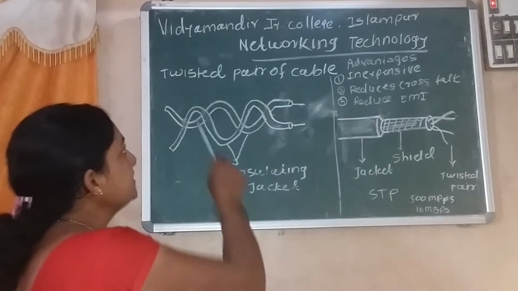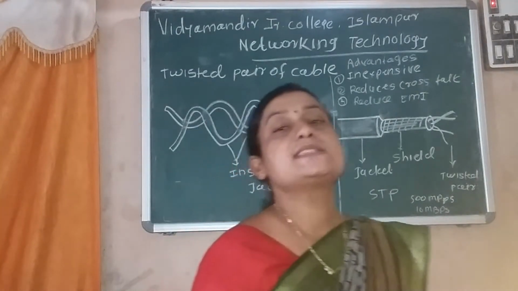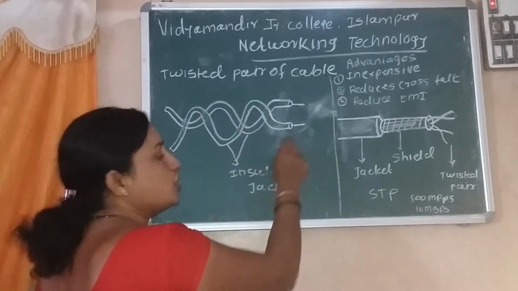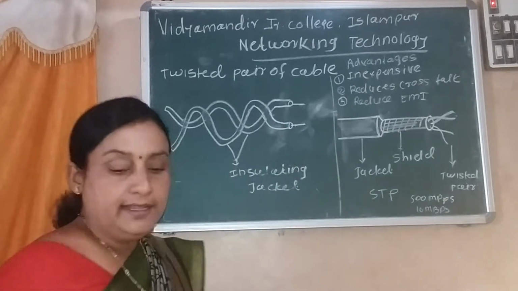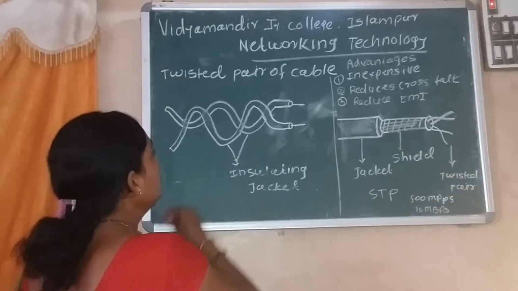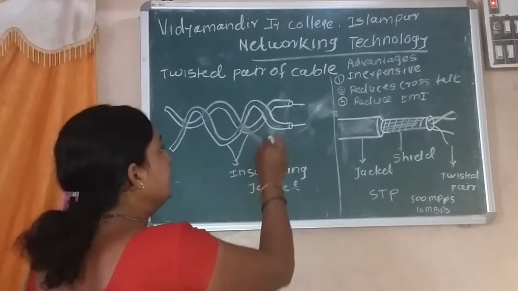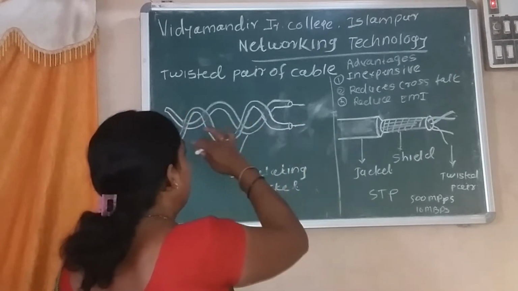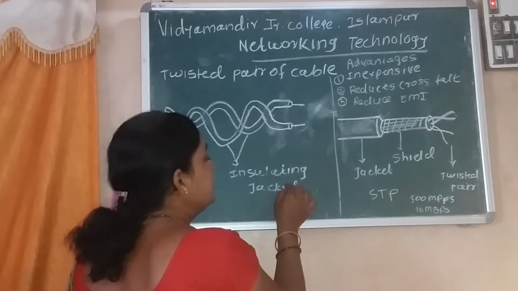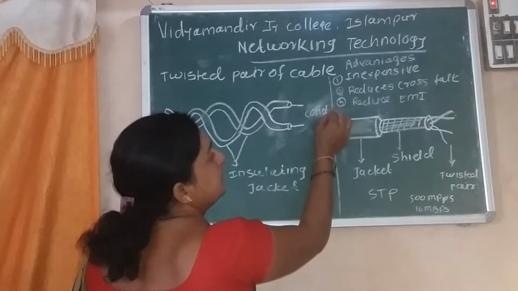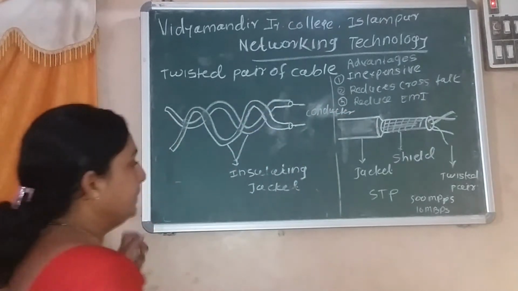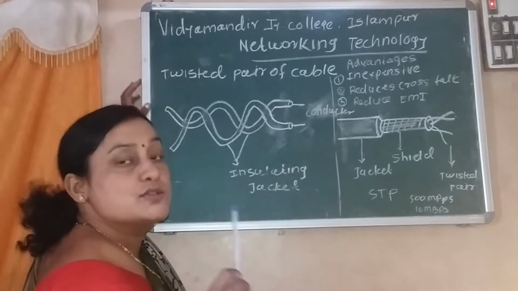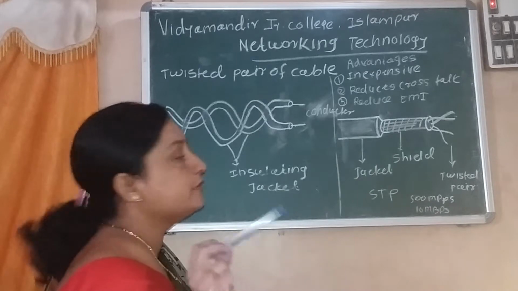In today's lecture we discuss the twisted pair cable. A twisted pair cable is nothing but two cables twisted with each other, and these cables are wrapped by an insulator. In a twisted pair cable, two cables are twisted with each other, so it is called a twisted pair cable.